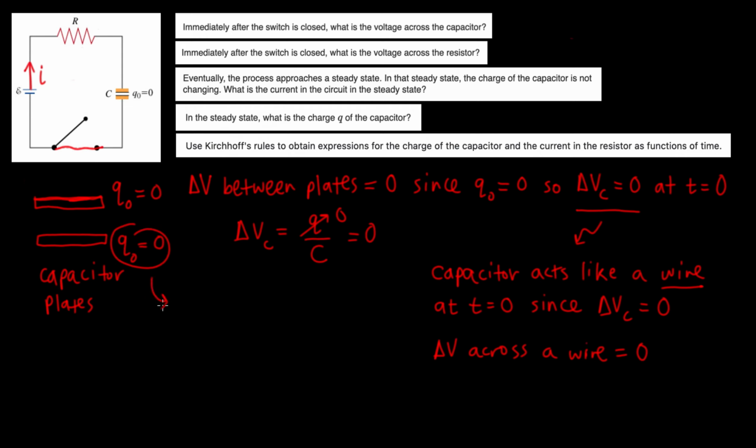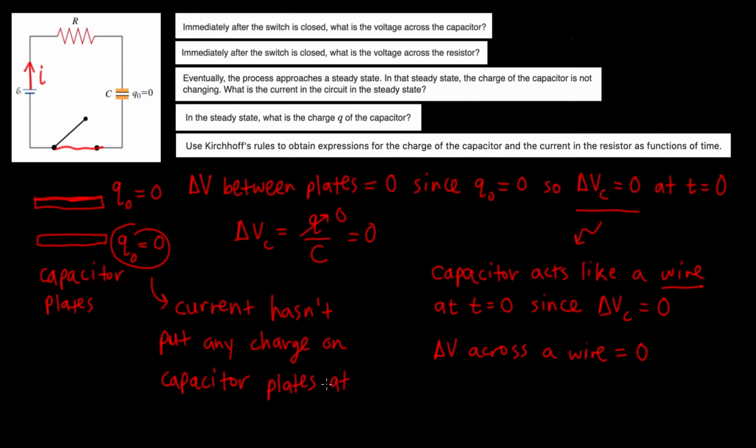And remember, just to reiterate, the charge on the capacitor plates is 0 initially because the current hasn't put any charge on the capacitor plates at time equals 0. So the voltage across the capacitor at time equals 0 is equal to 0.